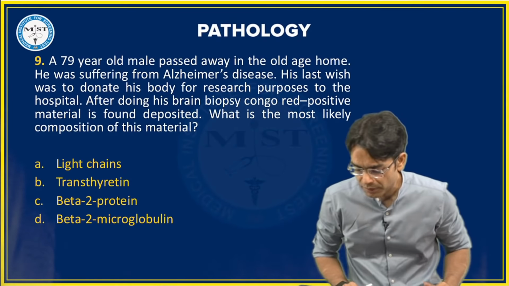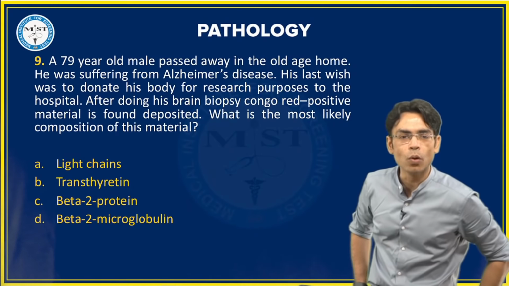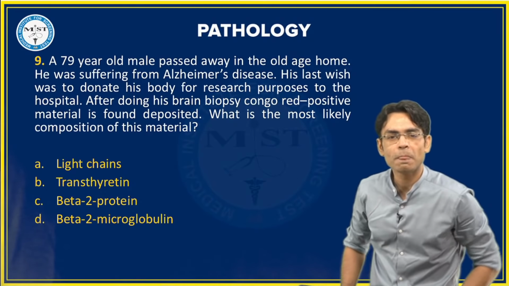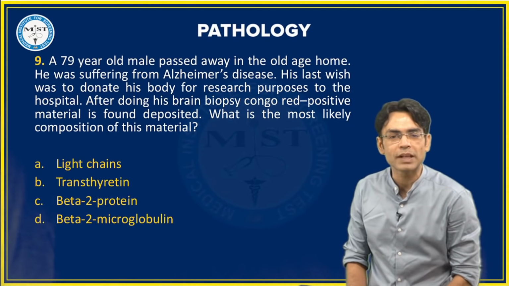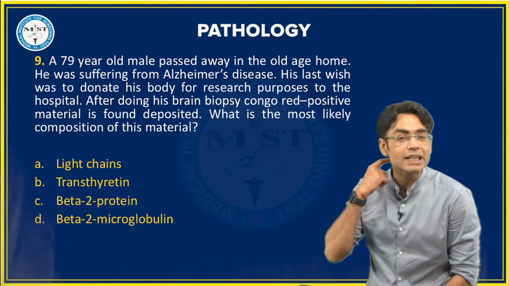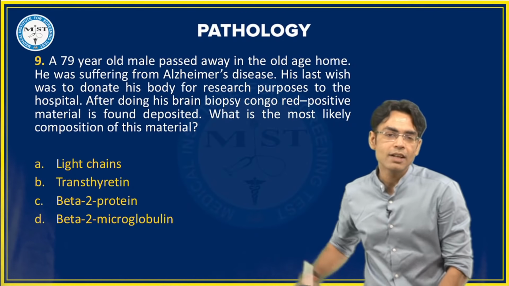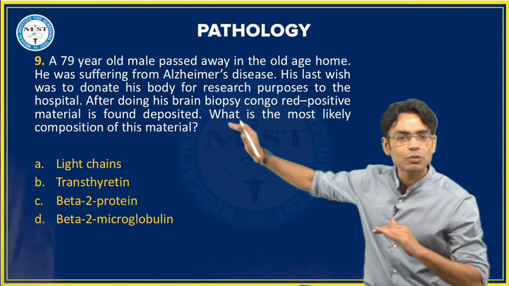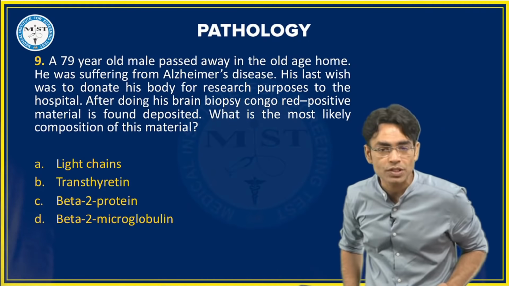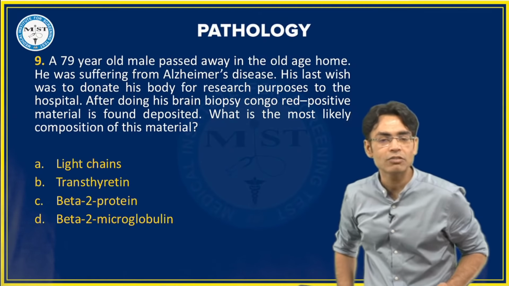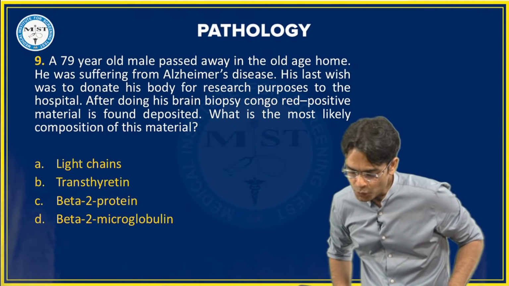Let's talk about ninth question. A 79-year-old male passed away in the old age home. He was suffering from Alzheimer's disease. His last wish was to donate his body for research purposes to the hospital. After doing his brain biopsy, Congo red positive material is found deposited inside. What is the most likely composition of this material? Now, if you see the options, as soon as you read this particular stain, Congo red positive, it is a case of amyloidosis. And now they are giving you 4 different kinds of amyloid options: light chain, transthyretin, beta-2 protein, and beta-2 microglobulin. So what will be your answer?